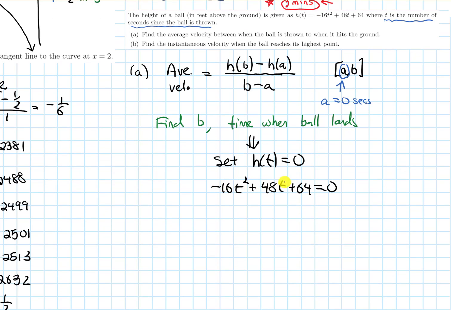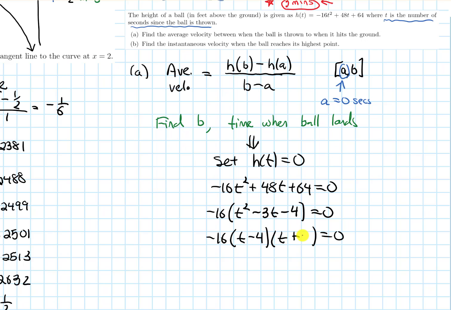And I could factor a negative 16 out of these terms. Negative 16, I'm left with t squared minus 3t minus 4. Right, so 16 goes into each of these terms. And now this quadratic factors nicely. Let's see, it is t minus 4, and then t plus 1. And at this point, I can go ahead and say what t is. t is either 4 from the first parentheses, or it's negative 1 from the second parentheses.